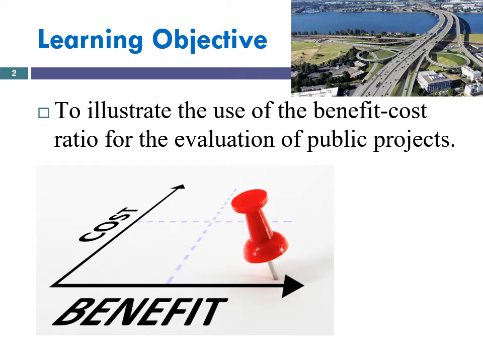So the learning objective in this chapter is to illustrate the use of the benefit cost ratio method to evaluate public projects. As the name implies, in the benefit cost ratio method, we will focus on the benefits of the project and the cost of the project, and we will calculate the benefit to cost ratio, and we will use this ratio to make our final decision.